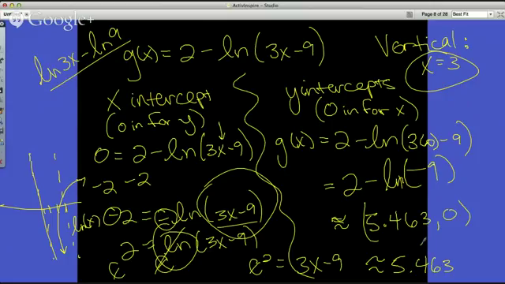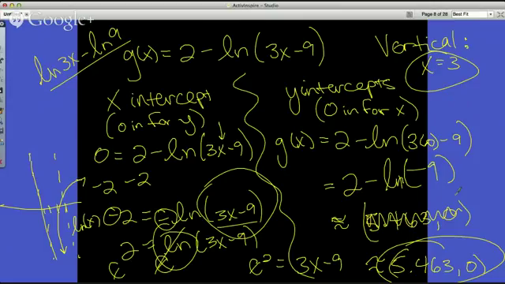X equals, hold on just a second. I want to come back here. 5.463 comma 0 would actually be the correct answer. One thing I wanted to do when I came up here is the y-intercept. Did they ask for the y-intercept? I don't think they did. We actually already did it. I want to make sure of it.